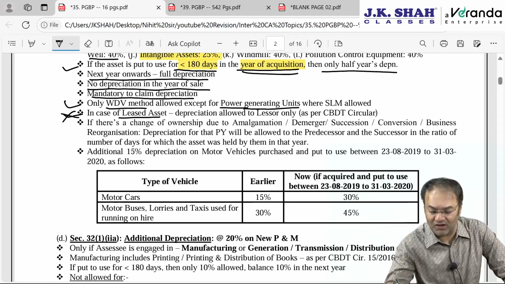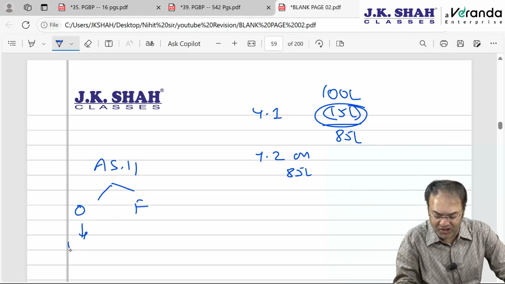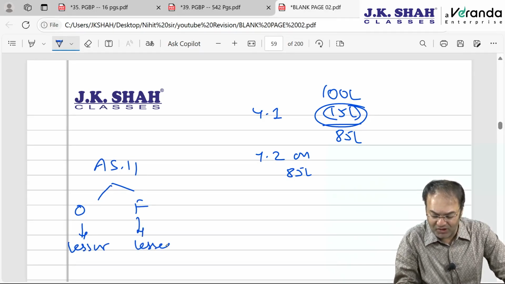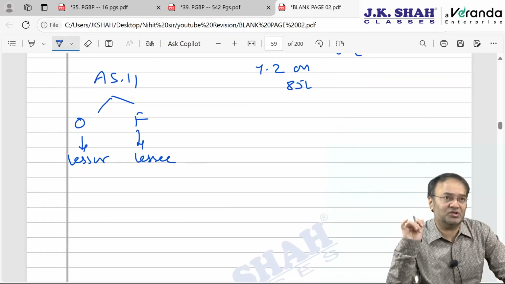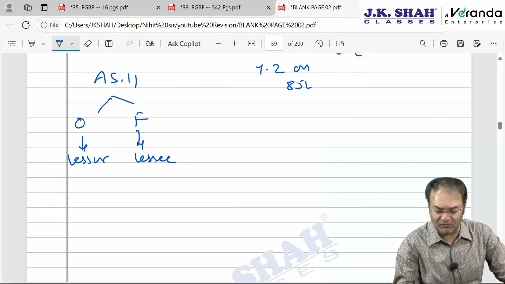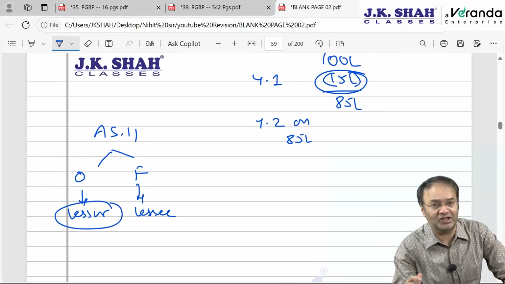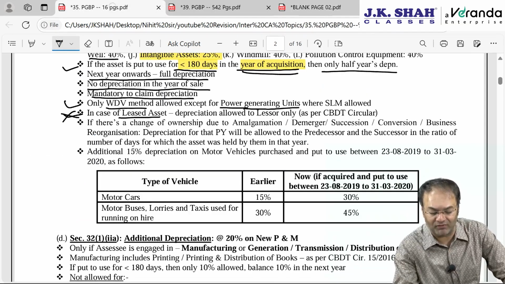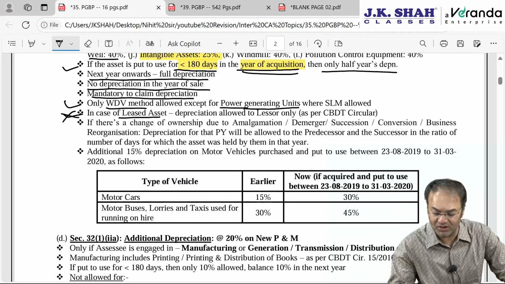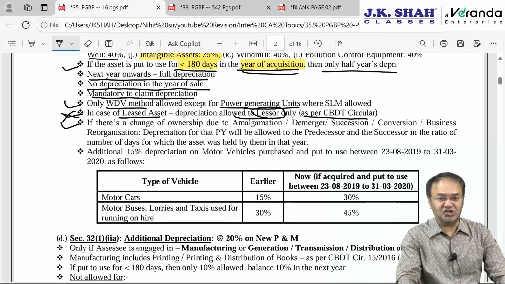As per AS 11, there are 2 types of lease, operating lease and finance lease. In case of operating lease, lessor will claim, and in case of finance lease, lessee will claim as per AS 11. However, as per the CBDT circular of 2001, under the Income Tax Act, it is always the lessor who will claim depreciation because he is the owner. Whether it is a finance lease or operating lease, irrespective of the type of lease, the lessor only will claim the depreciation as per the CBDT circular. Next point is when there is a change in the ownership.